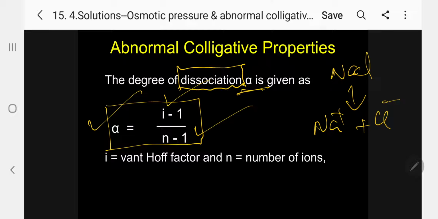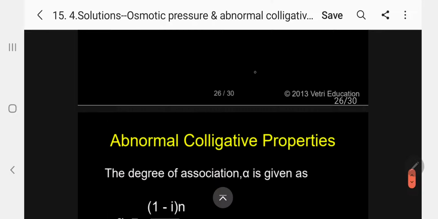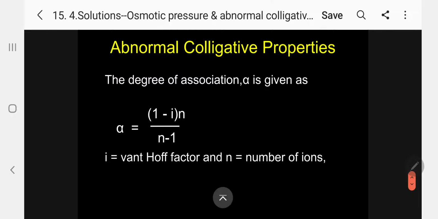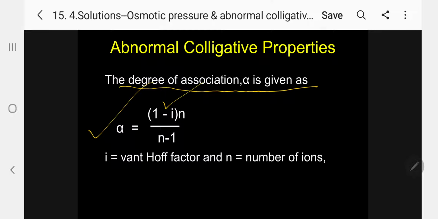Kindly follow. The same way, in the case of the degree of association, alpha is given by 1 minus i into n divided by n minus 1. As usual, i is the Van 't Hoff factor, n is the number of particles or ions. Kindly follow, 1 minus i into n. So this is for association, that is, two molecules of acetic acid undergoing association into a dimer.